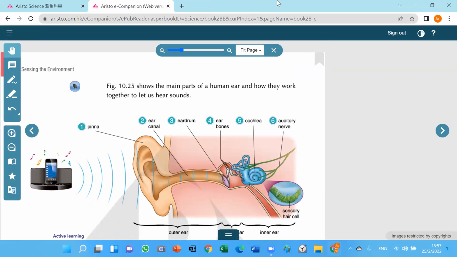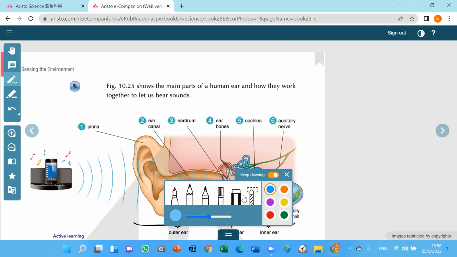There are some words: pinna, ear canal, eardrum, earbone, cochlea, artery nerve. So I will put it in the Chinese meaning version first. Okay, so this one. Number one, pinna. Ear canal.